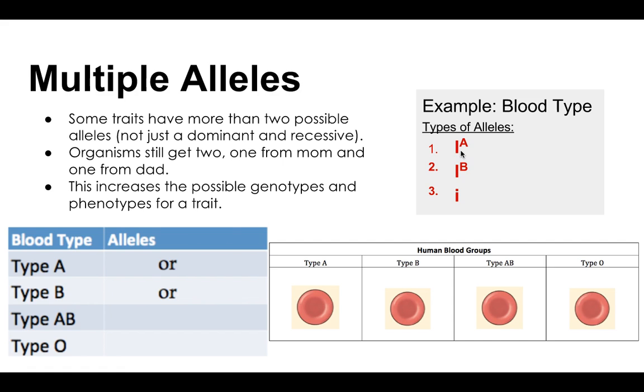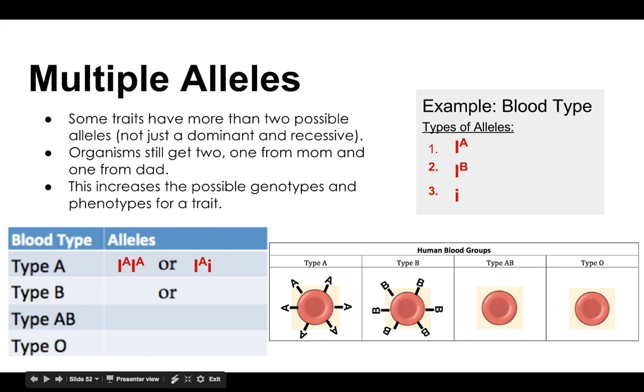foreign invader. Okay, so if you're type A blood, you're going to have this A protein on the surface of your red blood cells. And so for the alleles for that, you could be homozygous dominant. You could have both alleles that make the A protein, or you could be heterozygous and you just have that one allele that makes your A protein, and the other is just a recessive allele that doesn't make any protein at all, but you're still going to have that phenotype of having type A blood.